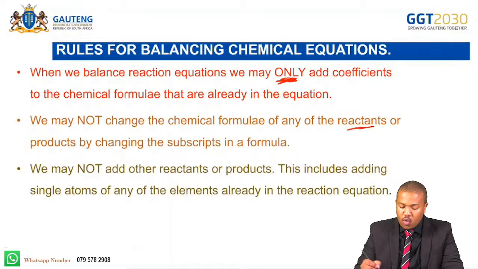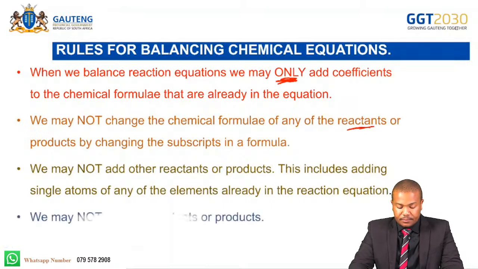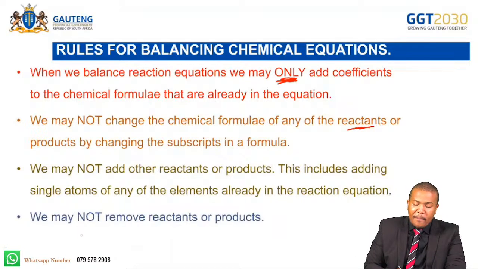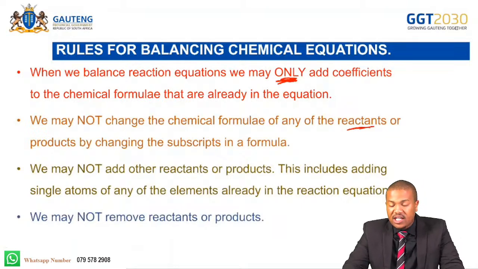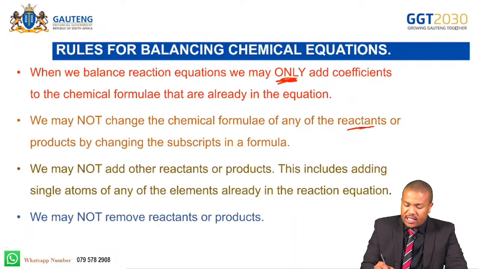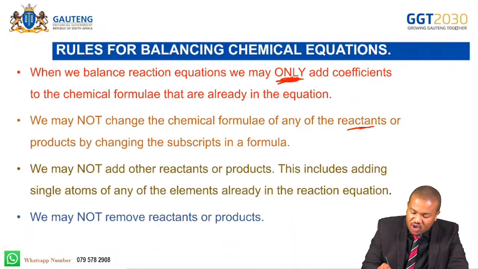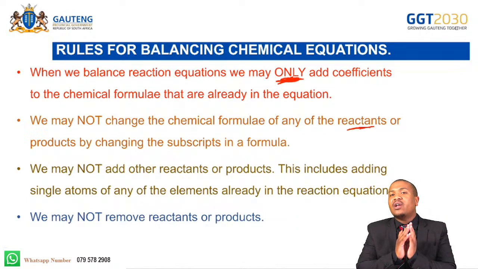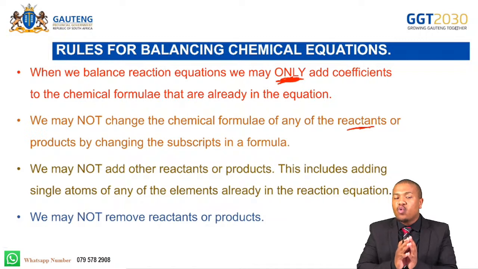So we may not add other reactants or products, right? This includes adding single atoms of any of the elements that are already in the reaction, right? So also we may not remove reactants or products, right? So now let's look at this. We may only add coefficients. That's the only thing we need to do when balancing chemical equations.